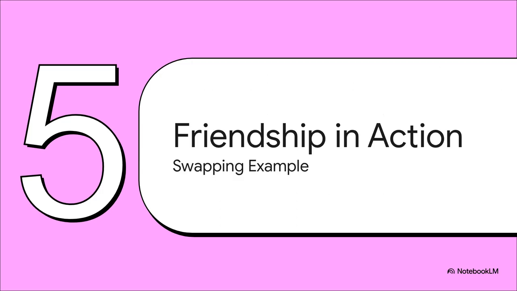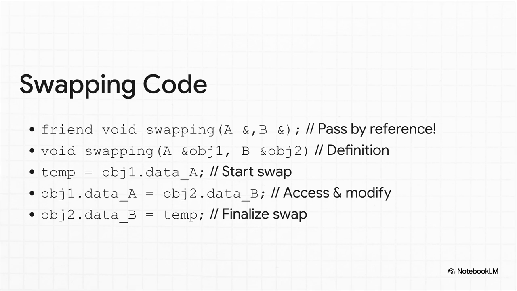So reading data is one thing. That's pretty cool. But what about changing it? This is where friend functions really show their muscle. Let's look at a more powerful example where we actually swap the private data between two objects. The setup looks pretty similar, right? We have the friend declaration in both classes, but look very closely at the function signature.